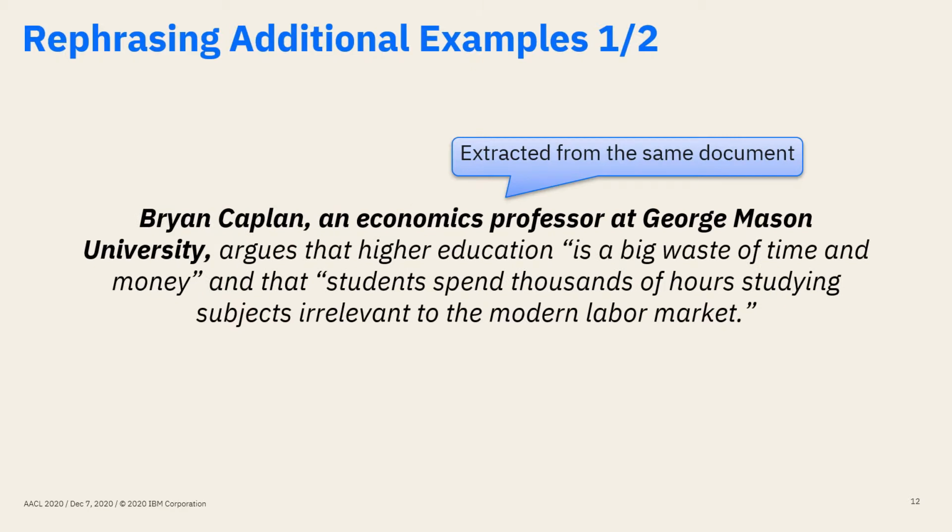Okay, so now we are more impressed knowing that he is an economics professor at George Mason University. So this rephraser looks for this description in the same document where the argument was found and adds it in the right place.